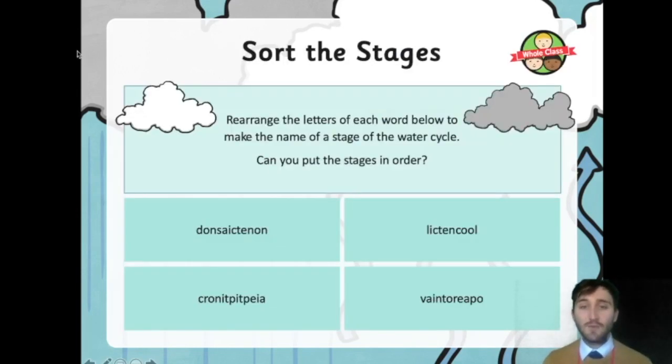Rearrange the letters of each word below to make the name of a stage of the water cycle. And then, can you put the stages in order? So below you can see some strange muddled up words, but these are just anagrams of the words that we have just learnt. So pause the video and see if you can see which ones are which. And then, can you put the stages in order?